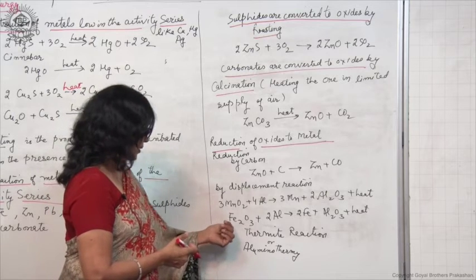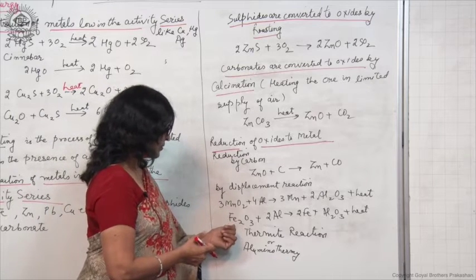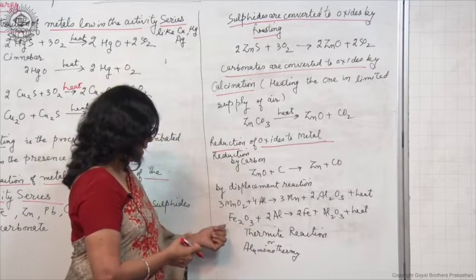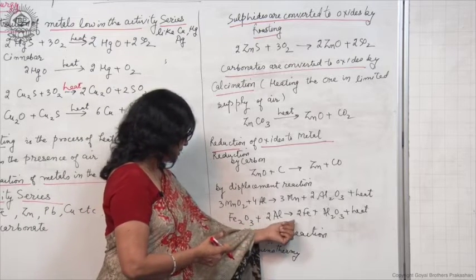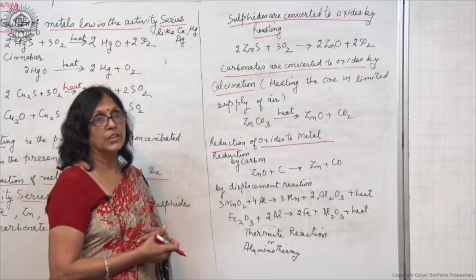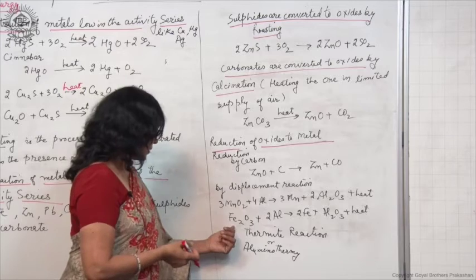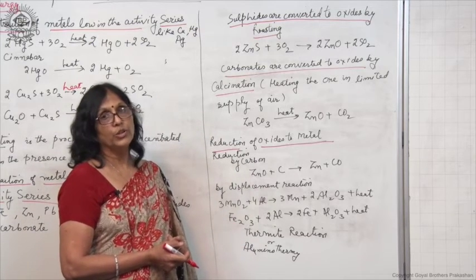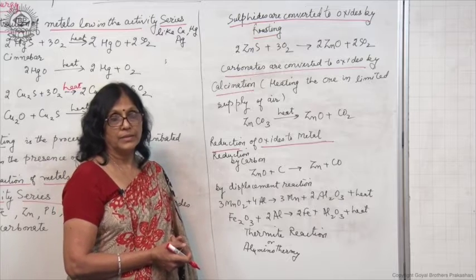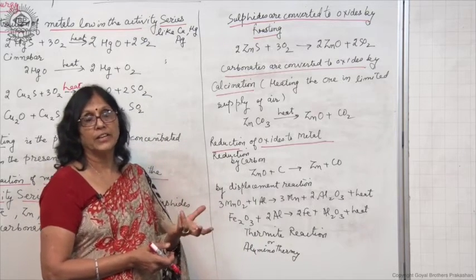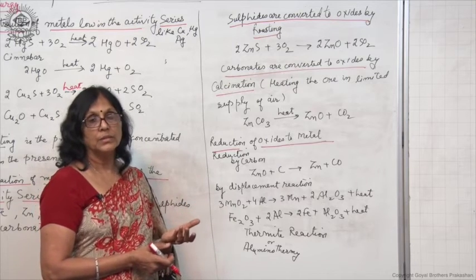Another such reduction process is the reduction of ferric oxide by aluminium. Fe2O3 plus 2 Al gives 2 Fe plus Al2O3 and a lot of heat is generated. Now, this reaction is also called thermite reaction or aluminothermy, and this reaction is used to join the railway tracks when the railway tracks are broken.